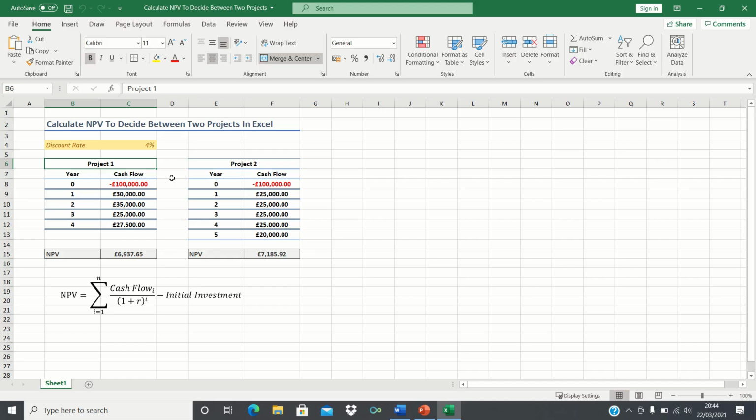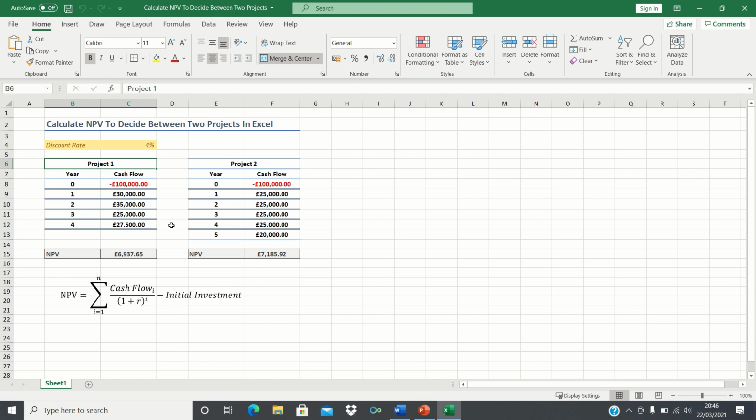Welcome to this video where I'll show you how to calculate the net present value in order to decide between two projects in Excel. Net present value is underpinned by the fact that £1 now is worth more than £1 in the future. One reason is because inflation erodes the value of money. Moreover, by investing £1 in a project, this leaves you with £1 less to invest in other alternative investments, which is known as the opportunity cost of capital.